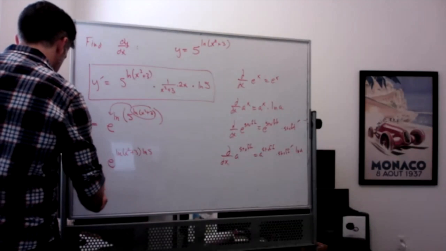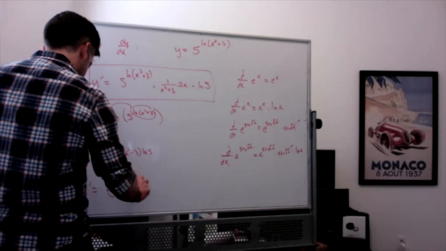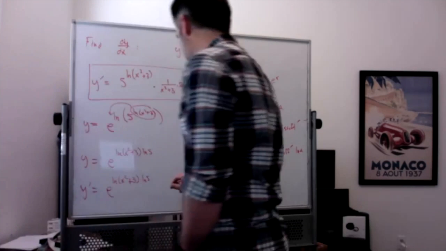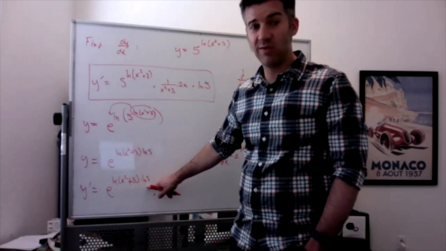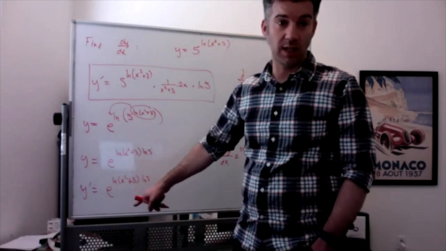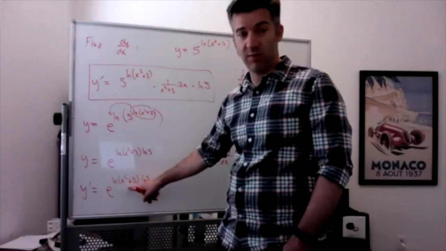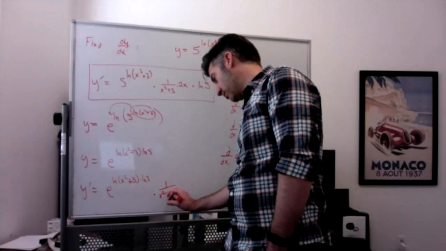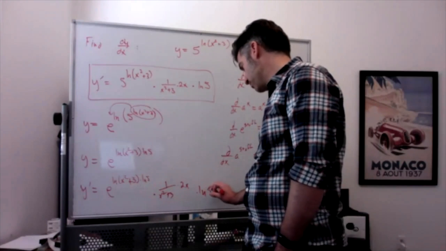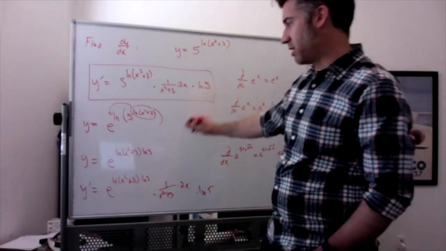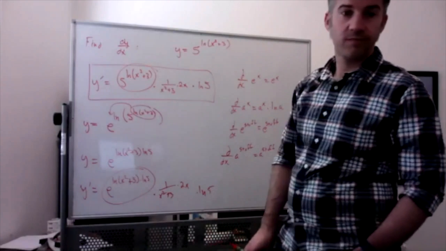So our derivative is e to the same stuff times the derivative of that stuff. Now the stuff is the natural log of x squared plus 3 times the natural log of 5. I don't need the product rule because the natural log of 5 is just a constant. So the derivative is 1 over x squared plus 3 times 2x, and the natural log of 5 constant multiple just hangs out. Look, this is exactly the same as that, because this is exactly the same as that. So the same.